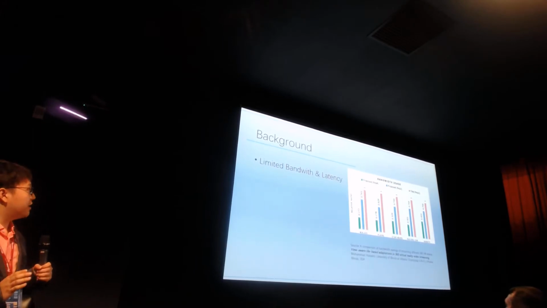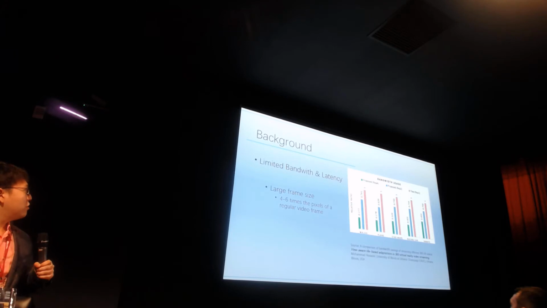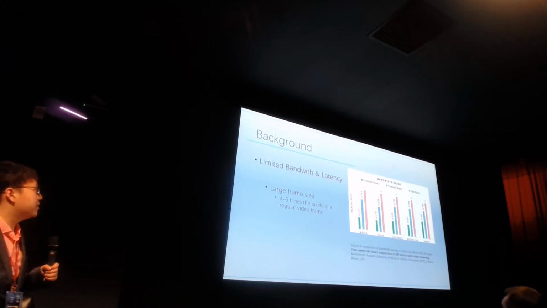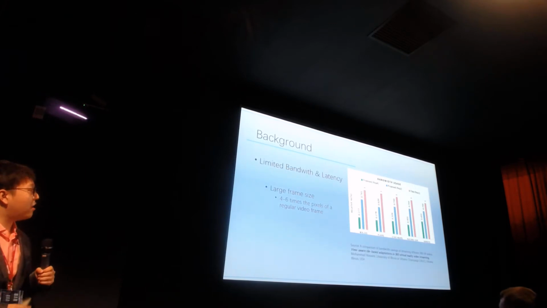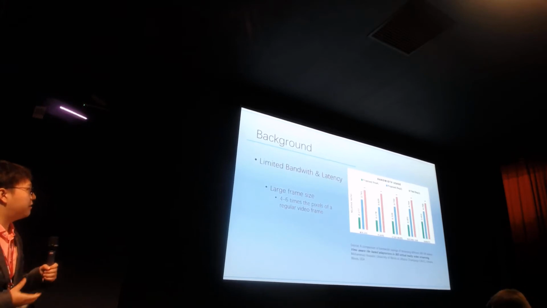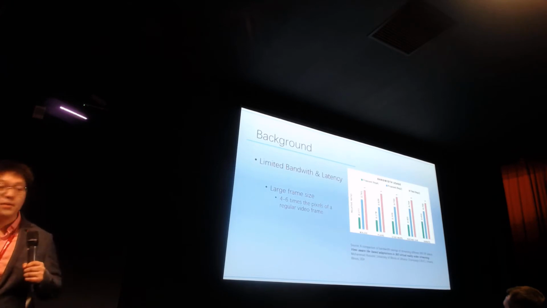and especially in 360-degree video transmission, because the size of this kind of video should be 4 to 6 times the pixels of a regular video frame. We can see from the picture that the blue bar is the 360-degree video occupation, and the green bar is the regular video. And yeah, we can see a very occupied bandwidth.